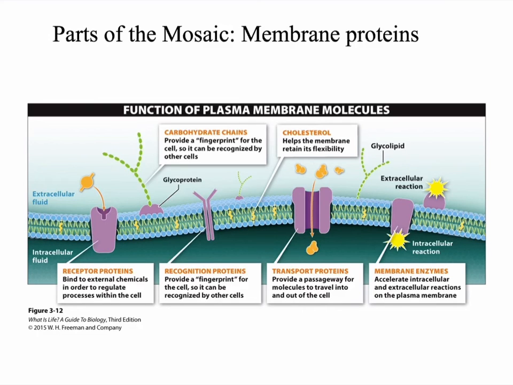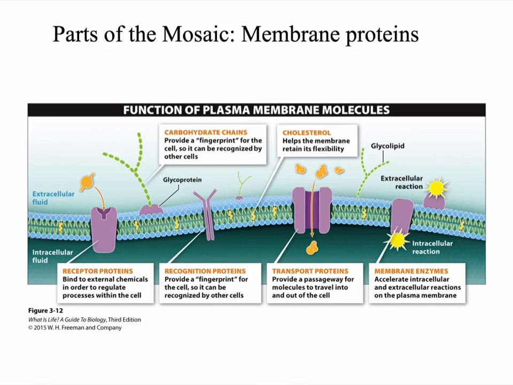So as that video clip mentioned, there are lots of parts and pieces and different things embedded in this fluid mosaic of a membrane. So a few examples are things like receptor proteins. These proteins receive information from molecules such as hormones. Another type of protein we see in the cell membrane are glycoproteins. So these have carbohydrates attached to them, and they make kind of a fingerprint so you can tell what kind of cell it is, and other cells can recognize it as well.